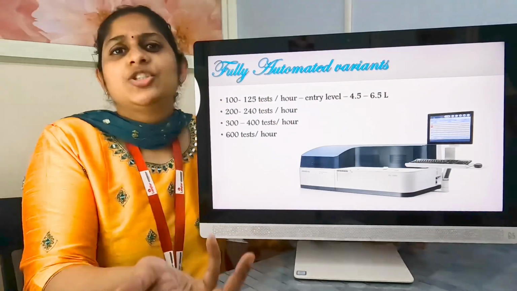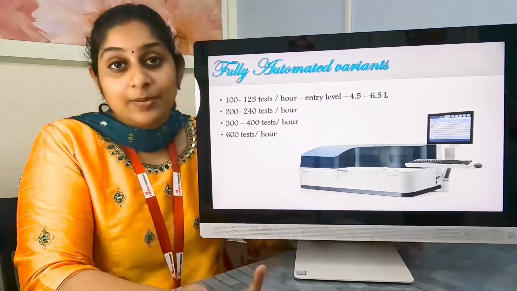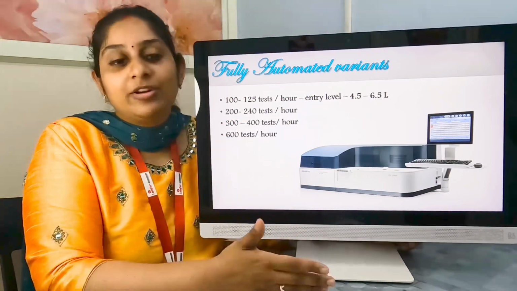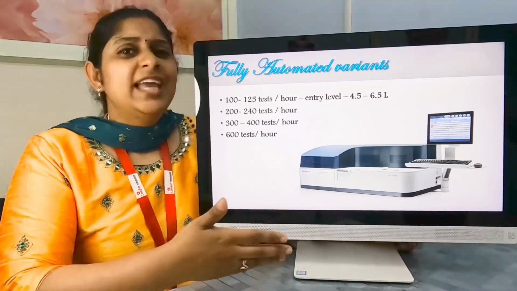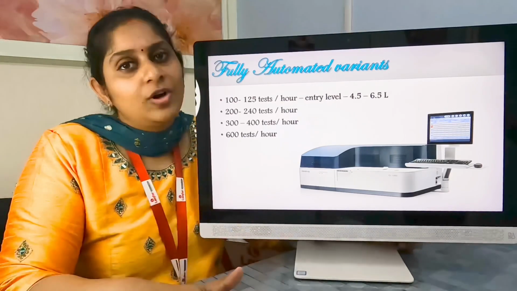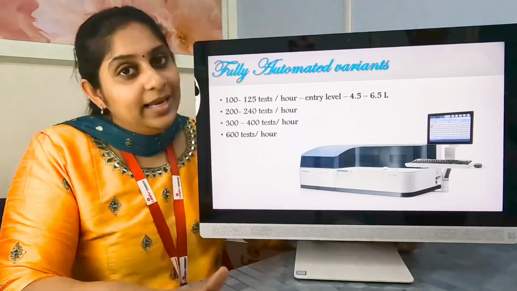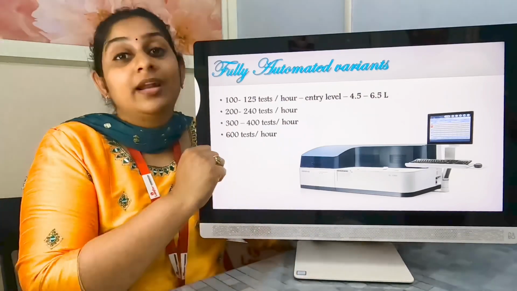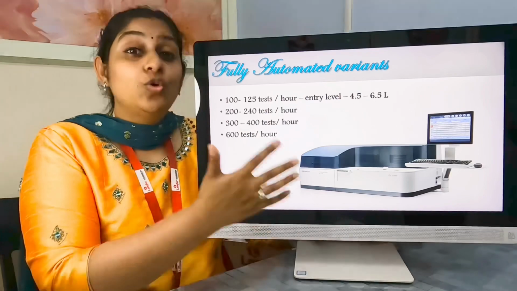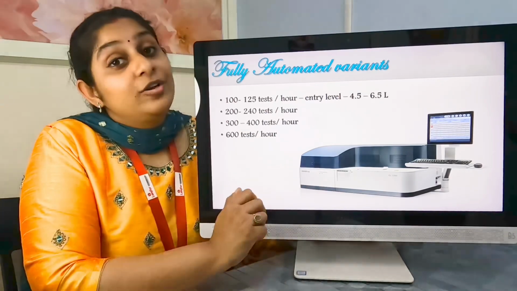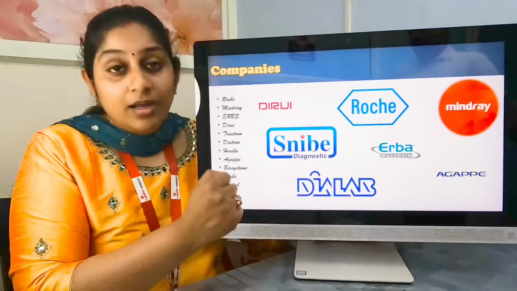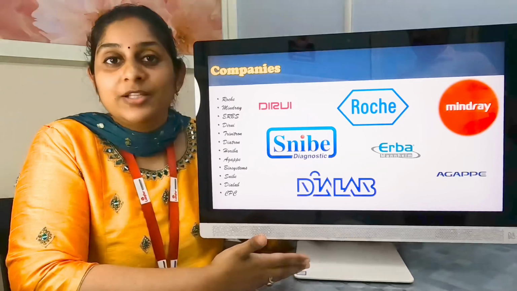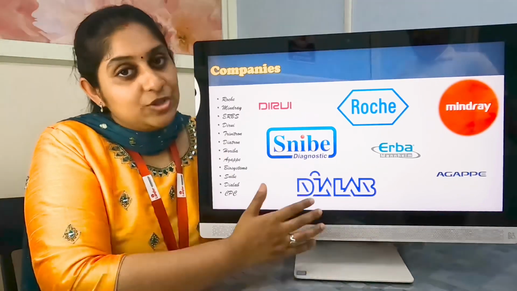Coming to the costing, how much do I need to spend for an automated biochemistry machine? An entry-level automated machine usually starts from around 4.5 lakhs plus GST. A semi-automated analyzer is going to cost you around 1 lakh to 1.5 lakhs. So this is the major difference in cost. There are fully automated machines which can run around 2000 tests per hour, which are for referral laboratories. And these are the list of machine companies who make semi-automated machines and also fully automated biochemistry analyzers.